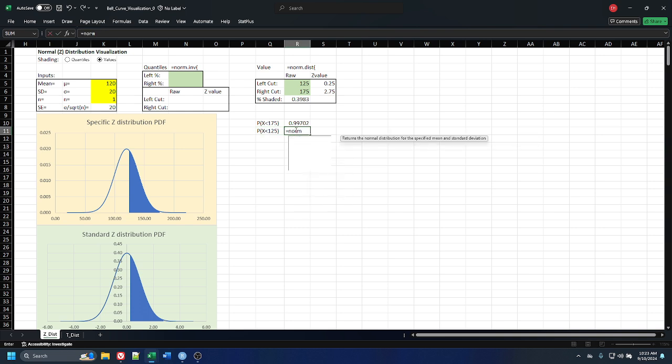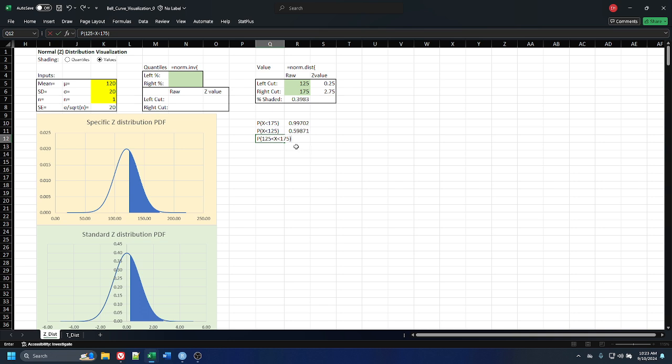We can do norm.dist of 125, comma, our mean of 120, comma, standard deviation of 20, and cumulative of true, and hit enter. That gives us our lower area from 125. Now we can say the probability of being between. If we write this out, it's the probability that x is greater than 125 but less than 175.